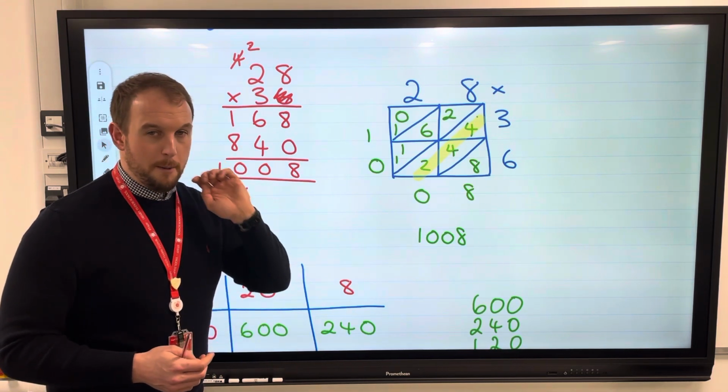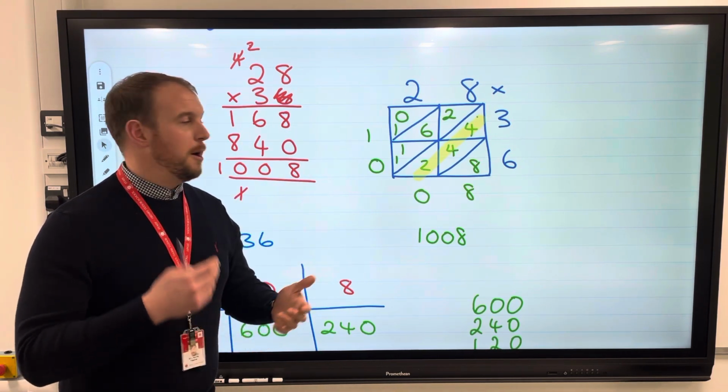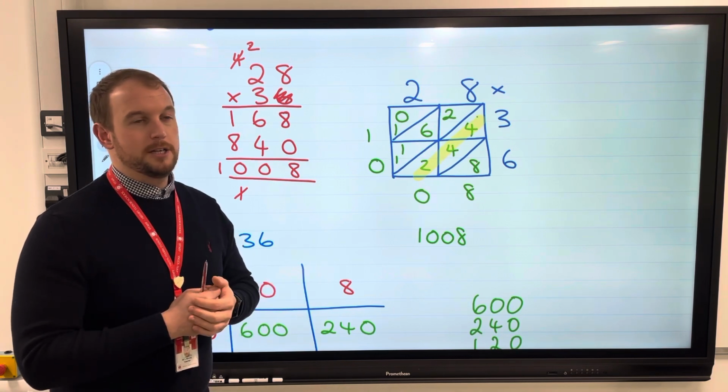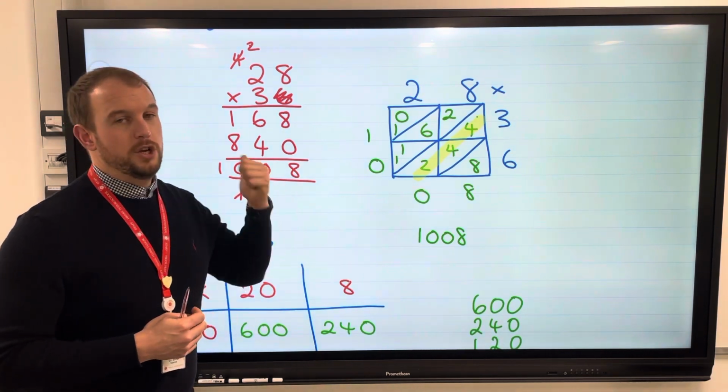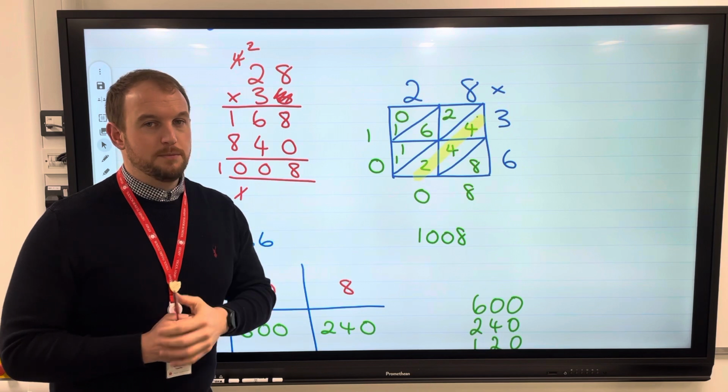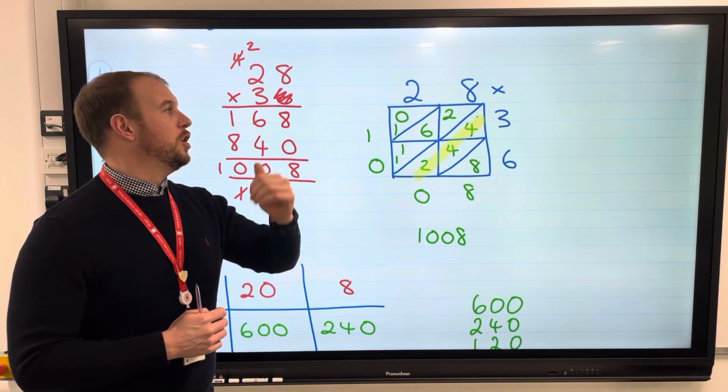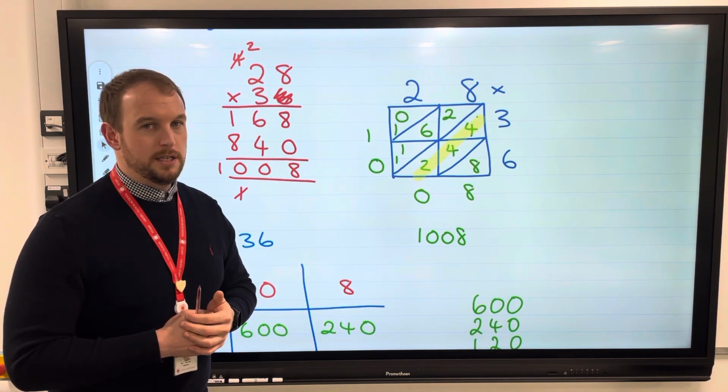Okay, so pick a method, even try them all. Practice, practice, practice. For every single one of these, use times tables. Let's practice our times tables. Let's get efficient, which will make long multiplication a lot easier. Hope it helps.